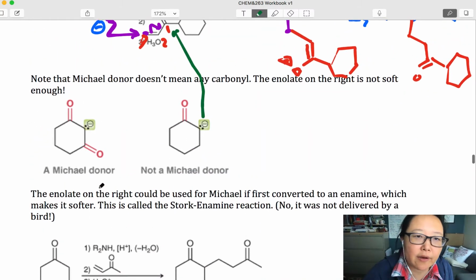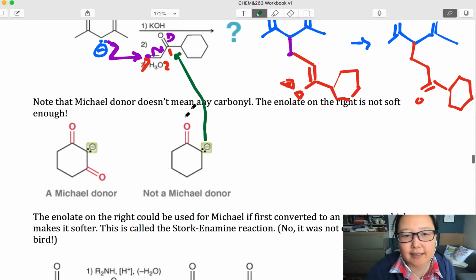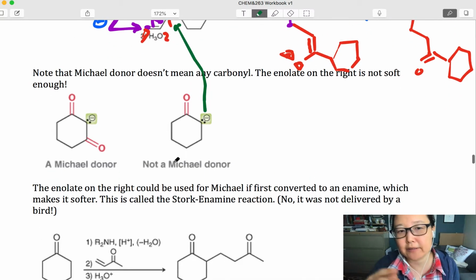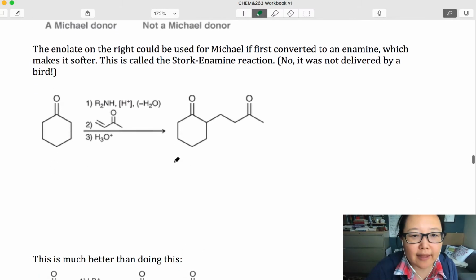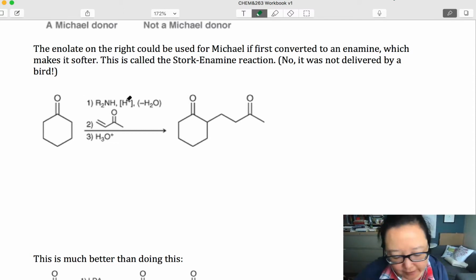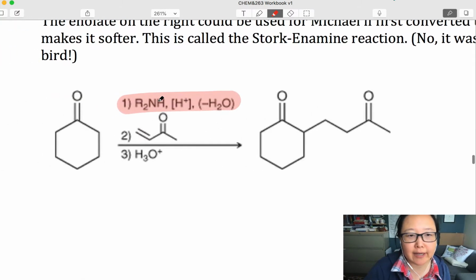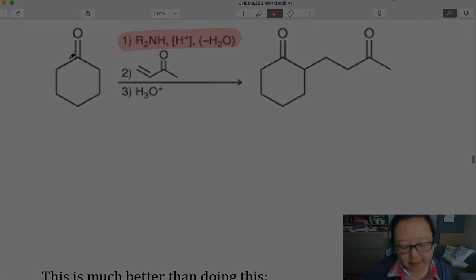So let's say that this is all we have. Is there a way I can modify it to make it softer to become a Michael donor? It turns out that there is a way. In fact, an enamine is a soft nucleophile. So if I can make this into an enamine, and we learned this in chapter 19 with this first step, we use a secondary amine and a little bit of acid to catalyze the reaction, we can end up with an enamine. Can you guys tell me what is the enamine of this ketone?